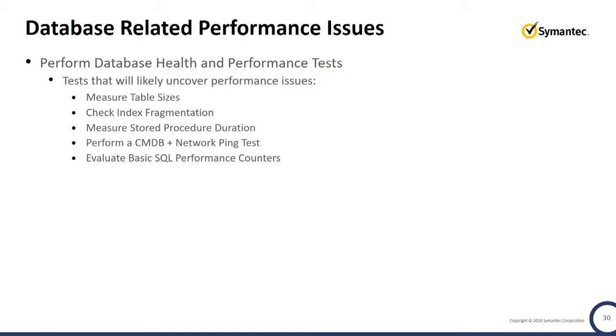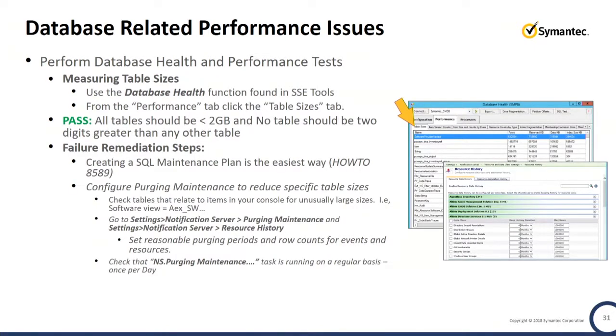Okay, so failing that, you've done the obvious misconfigurations, you made sure they're okay. Go into the database health and performance tests, and you will determine exactly where the slowdown is happening. And we usually go in this order. Measure table sizes, index fragmentation, etc. I'll go into each of them in detail. If you use the SSE Tools, you will have these reports built in, and you can run them directly from your notification server or your SQL server. So we start with the table sizes.